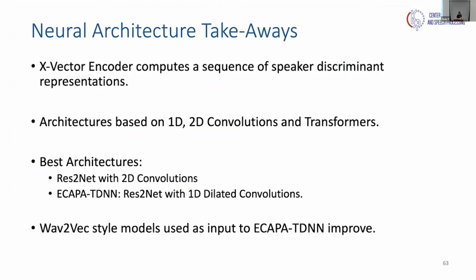Okay, so some takeaways from these x-vector architectures: we have an x-vector encoder that computes a sequence of speaker discriminant representations, and then we have architectures based on 1D and 2D convolutions and also transformers. The best architectures are ResNet with 2D convolutions, ECAPA-TDNN, which is a ResNet with 1D dilated convolutions, and also wav2vec-style models, which when combined with ECAPA-TDNN are the best models.